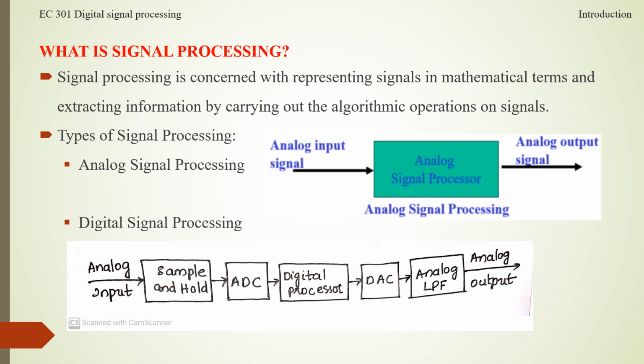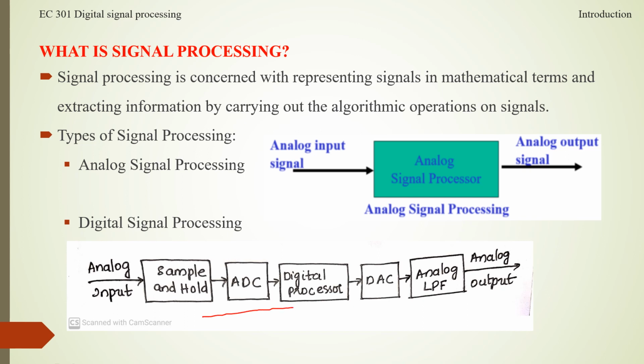ASP, that is analog signal processing, dominated prior to the 1970s. After the 1970s, because of the easy availability of digital hardware and IC chips at a very low cost, DSP got boosted up.